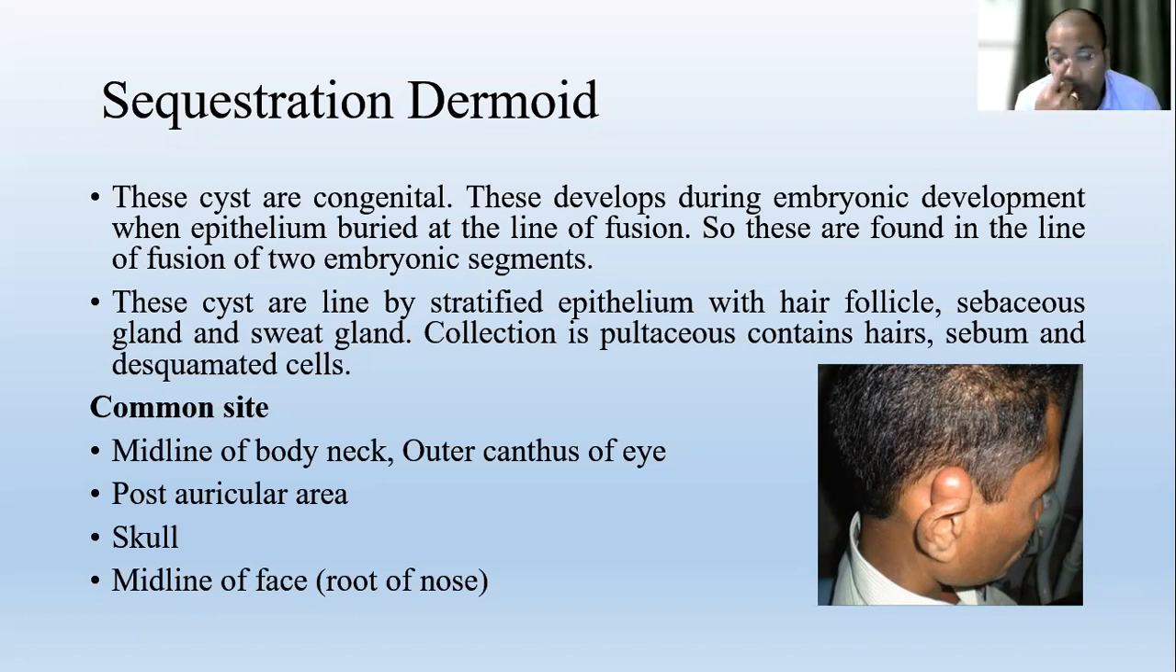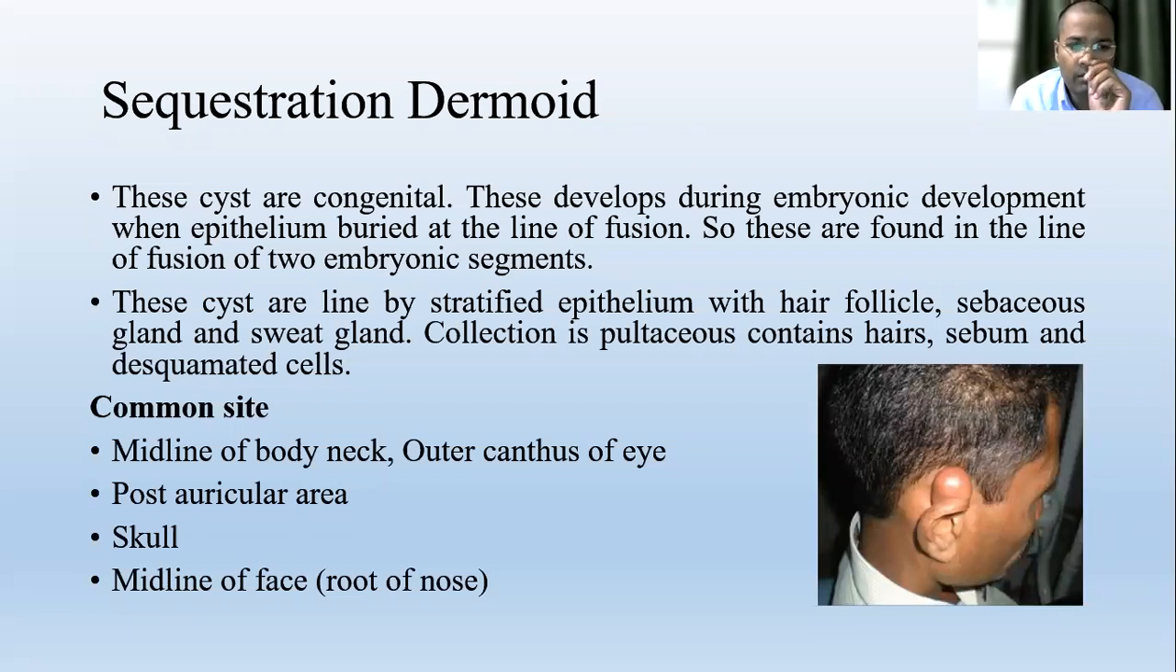So in the midline of the body, in the inner canthus of the eye, the post auricular areas, and the head and the neck areas. These cysts are lined by the stratified epithelium with hair follicles, sebaceous glands, and sweat glands. So the collection is pultaceous: hair, sebum, and desquamated cells.